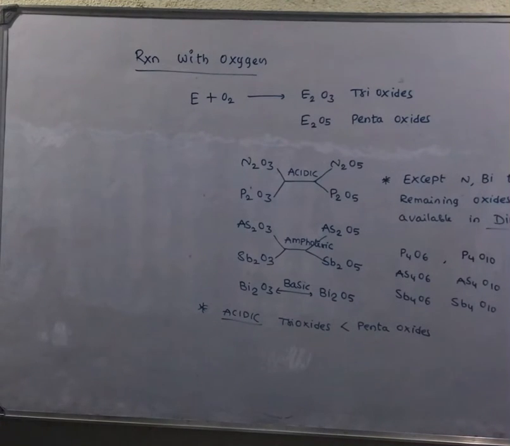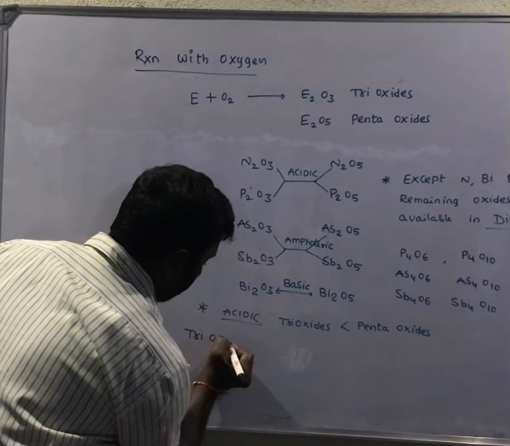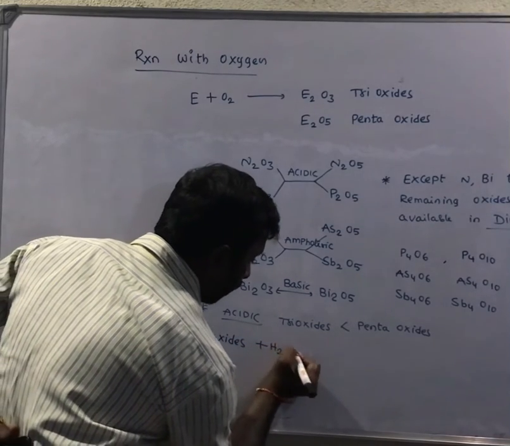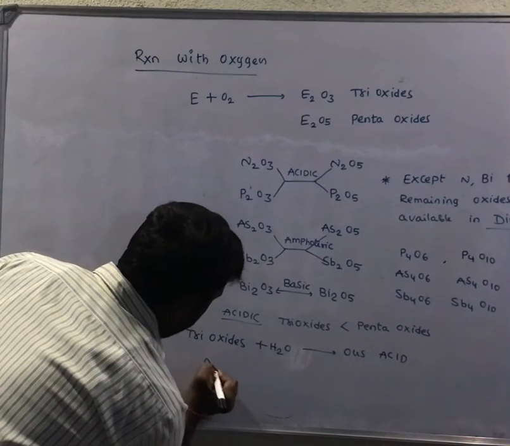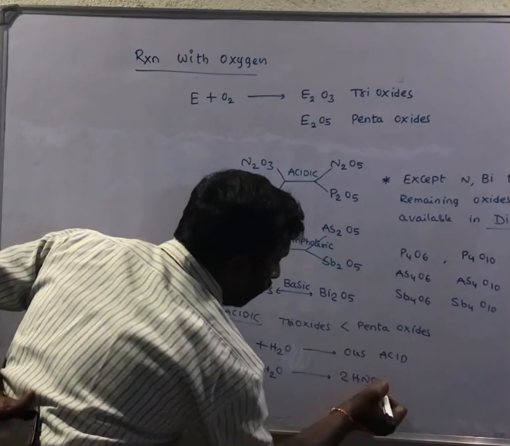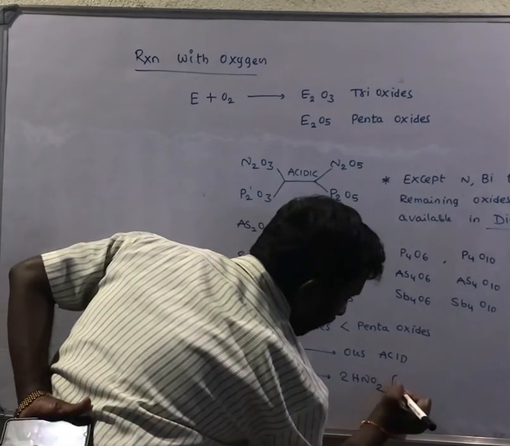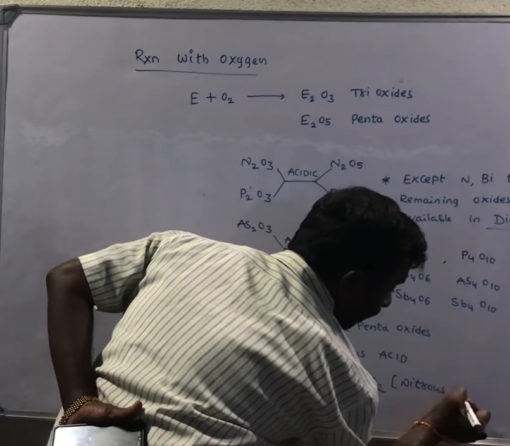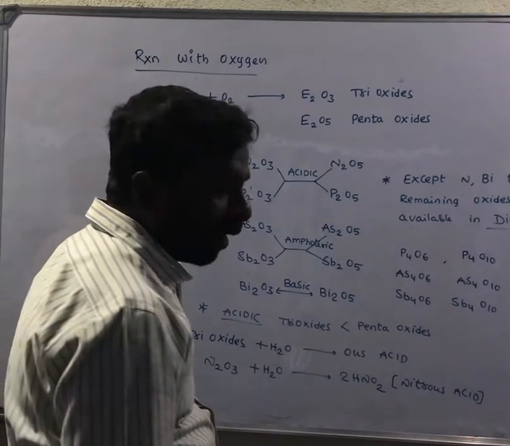Next, trioxides dissolve in water to form acids. Suppose the trioxide is N2O3. This N2O3 dissolves in water to form 2 moles of HNO2. Balance the equation. HNO2 is called nitrous acid. So N2O3 dissolved in water forms an acid.